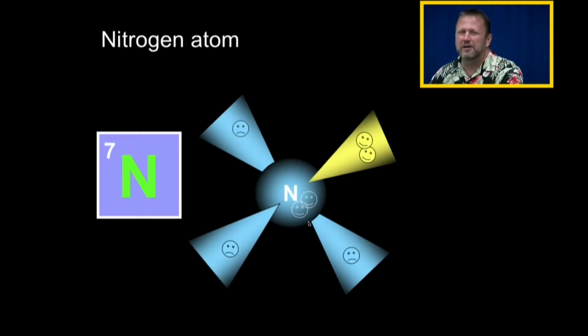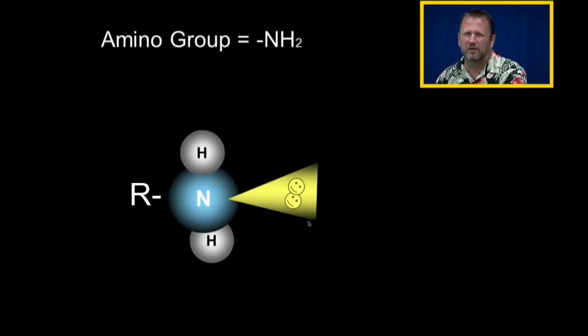All right, so there's my nitrogen atom with the 3 lonely houses of electrons. And so here is an amino group. All right. NH2. R is a variable group. It can be anything. All right. And there's my nitrogen. It's making 3 covalent bonds. And there's that happy group of electrons that don't make the covalent bond except under very certain circumstances.